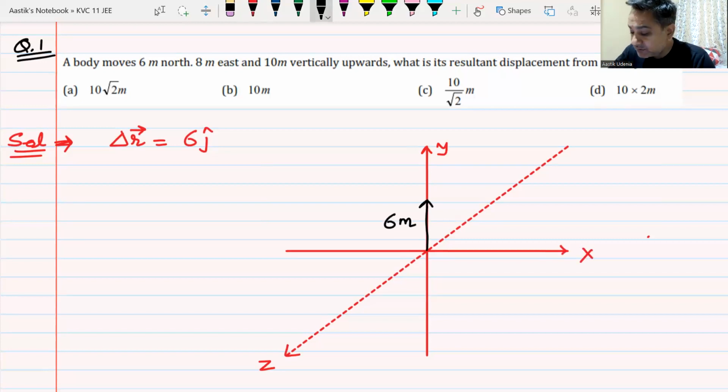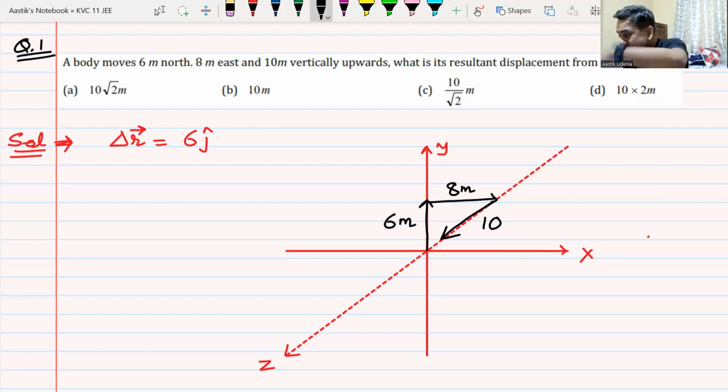Then I write 8 meters like this. And then it moves upwards. Now I cannot draw this on this. So now it moves upward, so I will write it along the z-axis. I hope you are getting my point, beta. This is not like this; it is along the z-axis. I cannot draw this because my board is two-dimensional. So how do I get this?